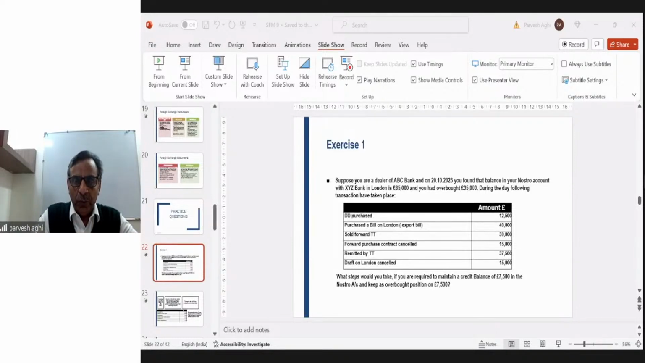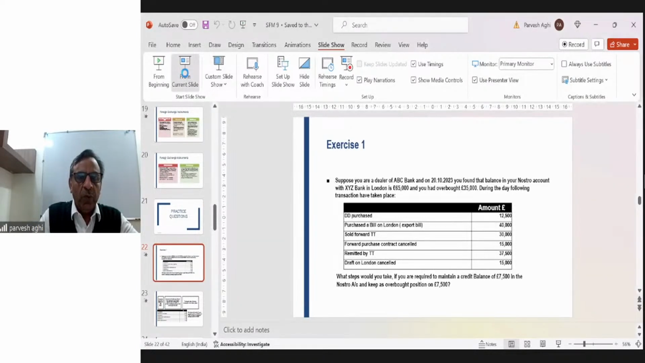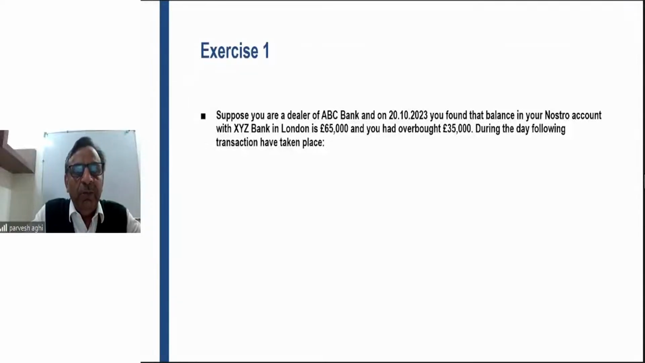So let me just do some questions. Suppose you are a dealer of ABC Bank. On 20th of October 2023, you found that the balance in your Nostro account with XYZ Bank in London is 65,000 pounds. So you have a Nostro account in London, and we know that in England, the currency is pounds.